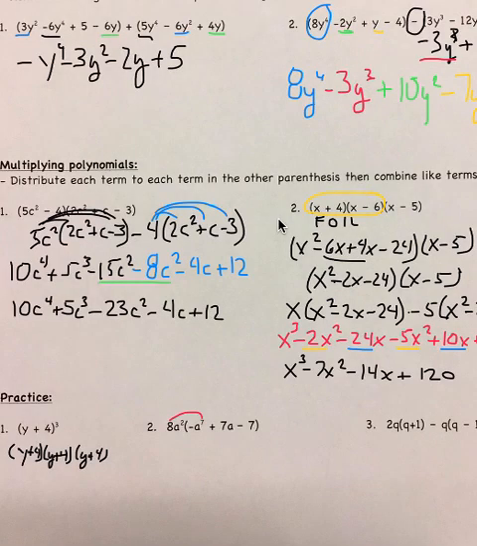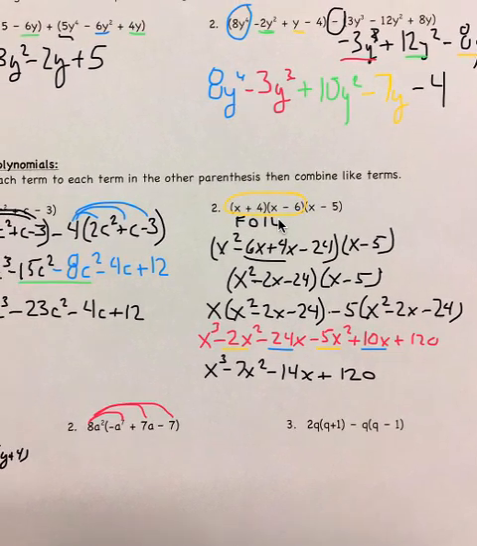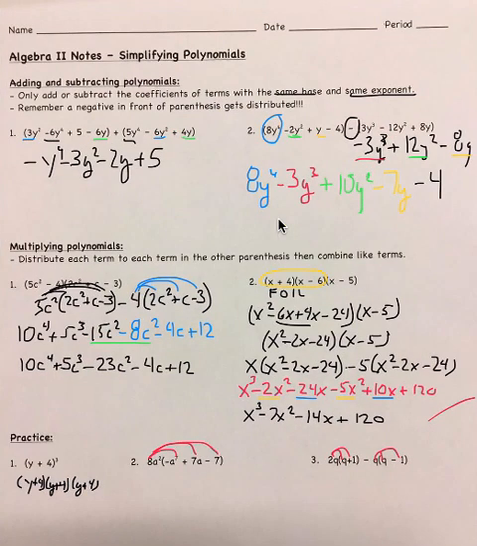You do it the same way we did number 2 over here. Down here, number 2, you're just distributing for your answer. And over here, you have twice you distribute, here and then here. And then you combine like terms. So there you go with simplifying polynomials.